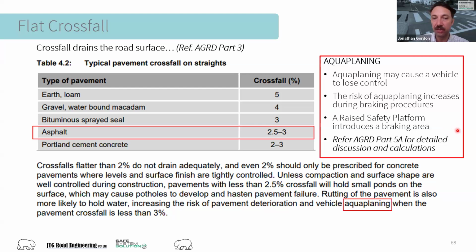For anyone who's interested in understanding a lot more detail about aquaplaning, please have a look at Austroads Guide to Road Design Part 5A. It's got all the information in there that you need to actually calculate aquaplaning for your site. And just noting that 2.5 to 3% is Austroads' recommendation for, say, an asphalt road, and that this is our minimum for where surfaces typically drain adequately to avoid aquaplaning concerns. So that covers off flat crossfall. There's not a lot more to it.